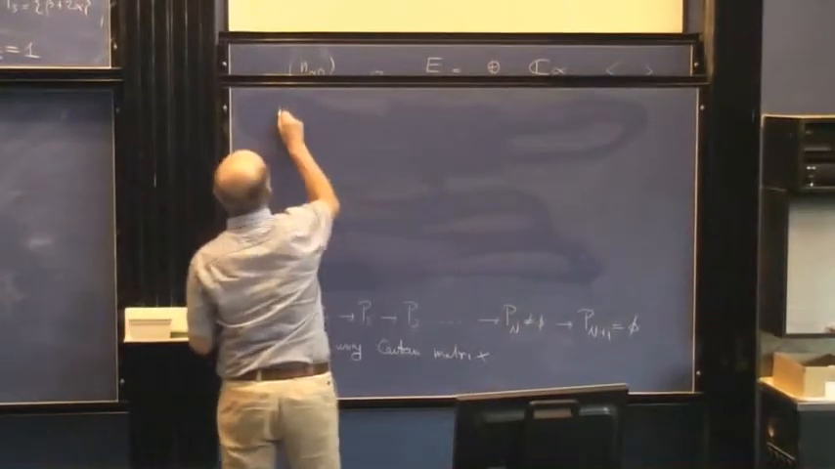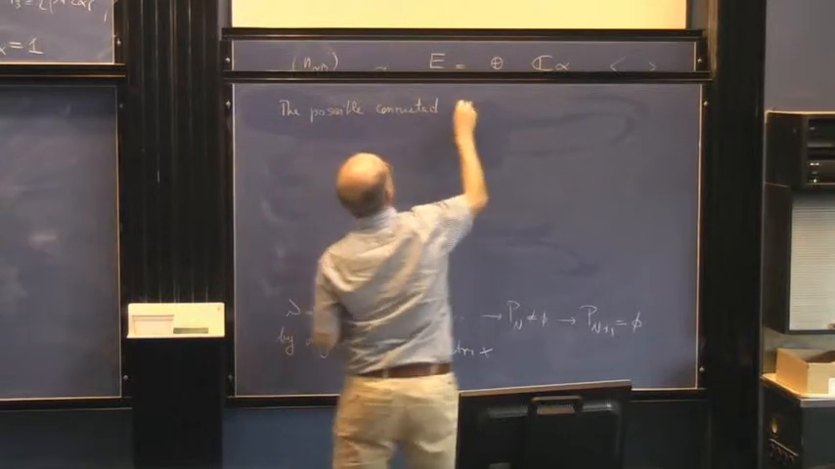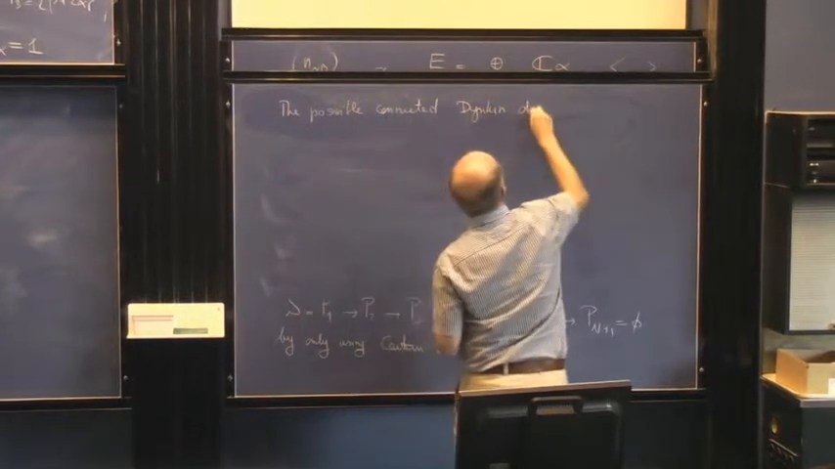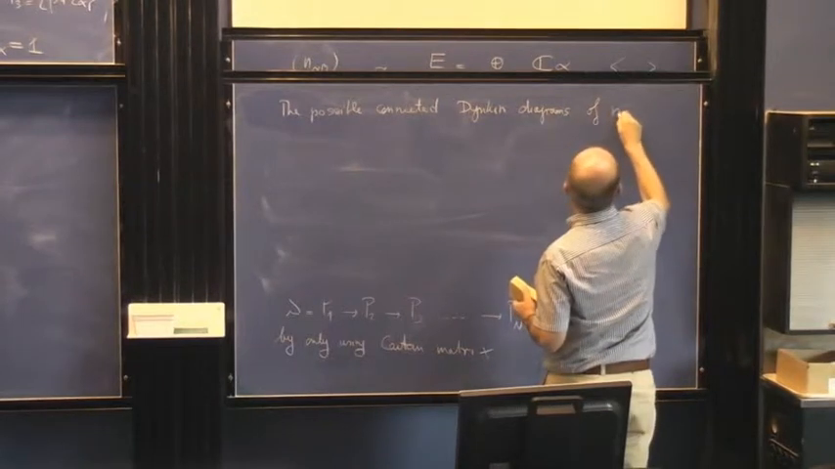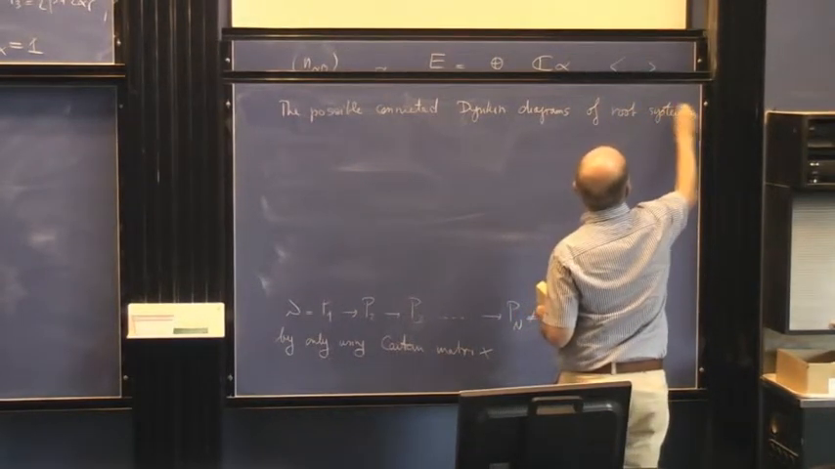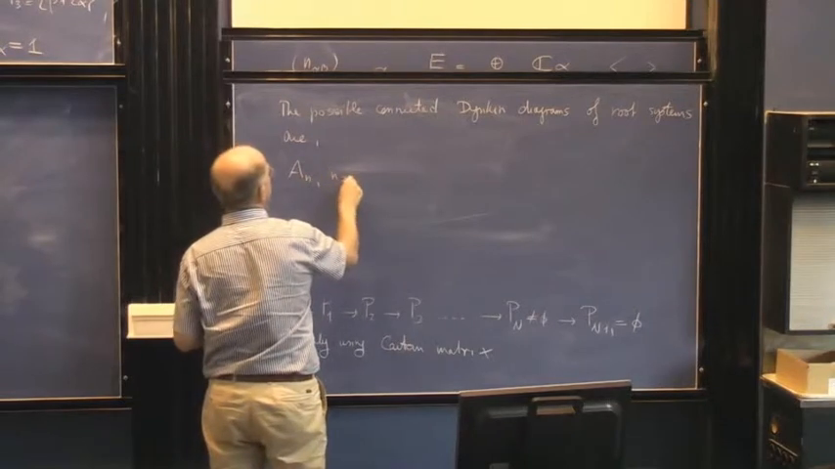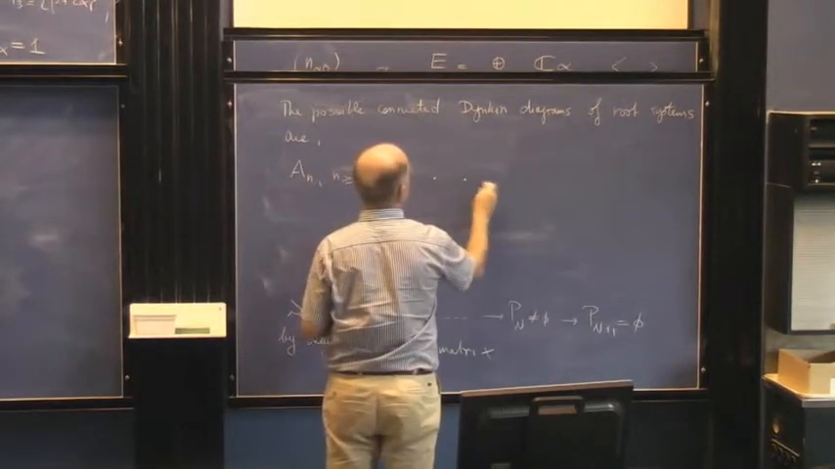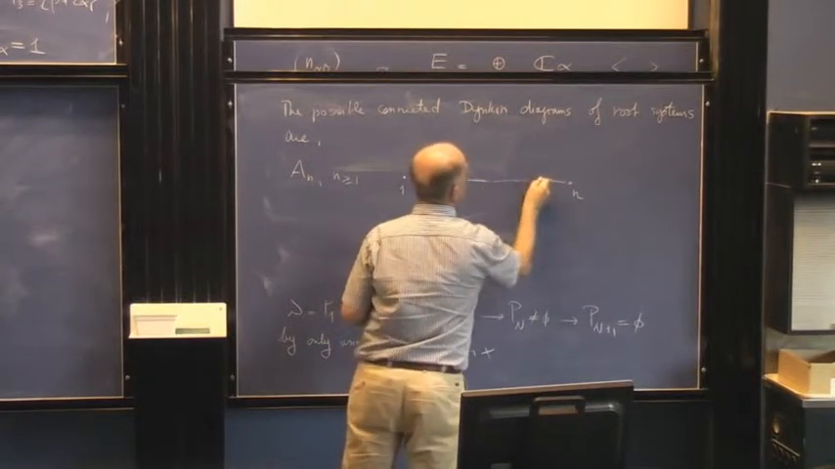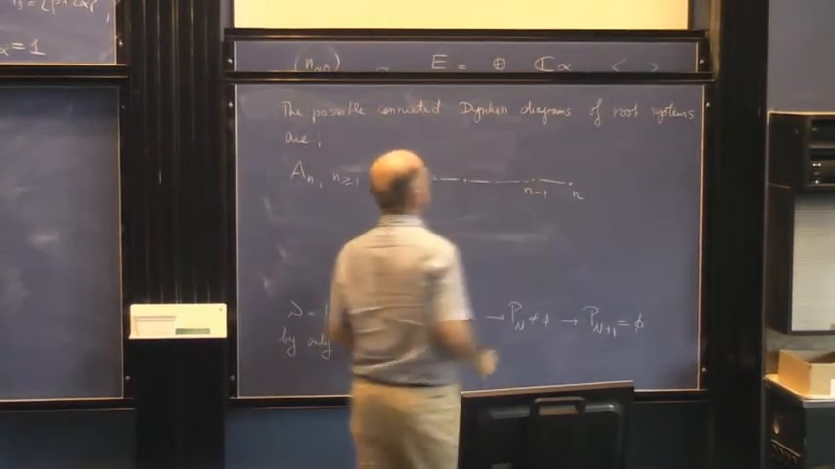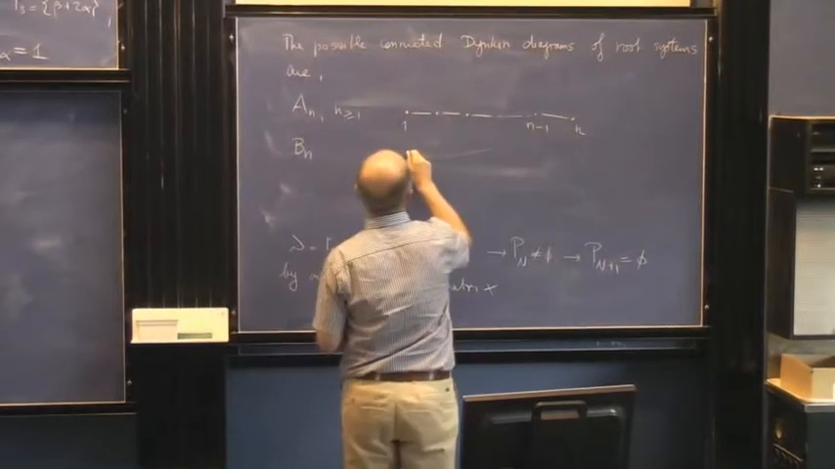The possible connected Dynkin diagrams of root systems are those of type An with n at least 1, meaning that we have n vertices and they're all connected by a single edge. Now, Bn looks like this.